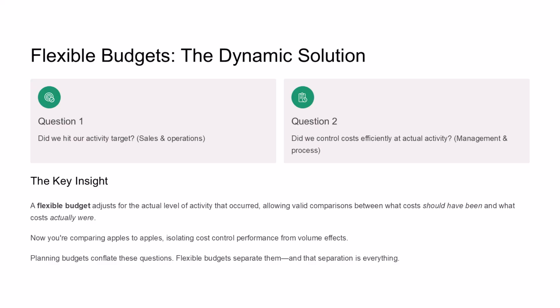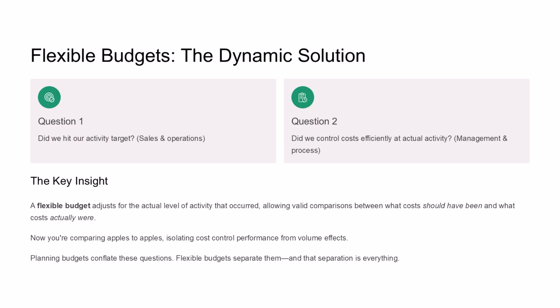Now, when you compare actual bean costs to that flexible budget amount, you're seeing whether you controlled costs well at the activity level you actually experienced. That's the power of the flex. Here's a gem for you. Flexible budgets reveal the truth that planning budgets obscure. They separate two fundamentally different questions. Question 1.